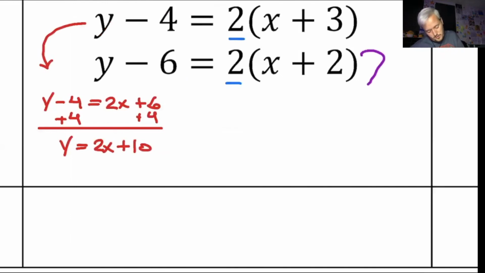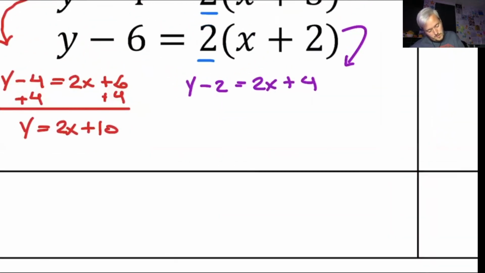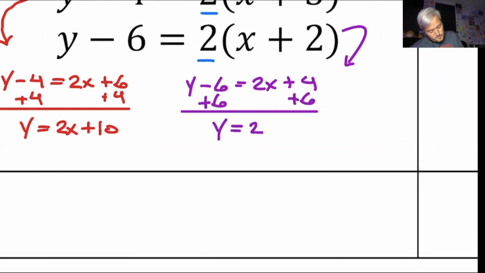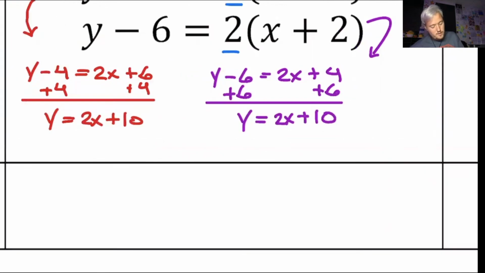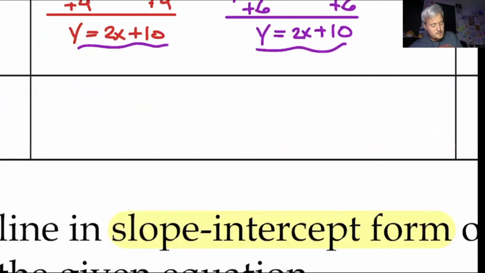So I'm going to do the other equation over here. So y minus 6 equals 2x plus 4. That's not a 6. There we go. All right, add 6. So we're going to have y equals 2x plus 10. So y equals 2x plus 10, y equals 2x plus 10. These are the same line.